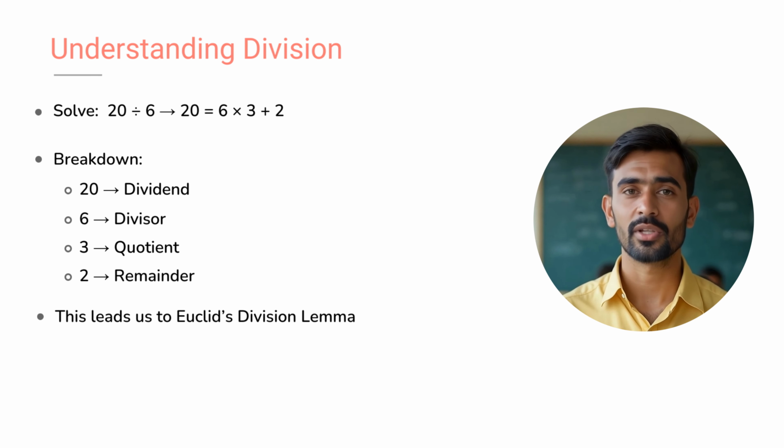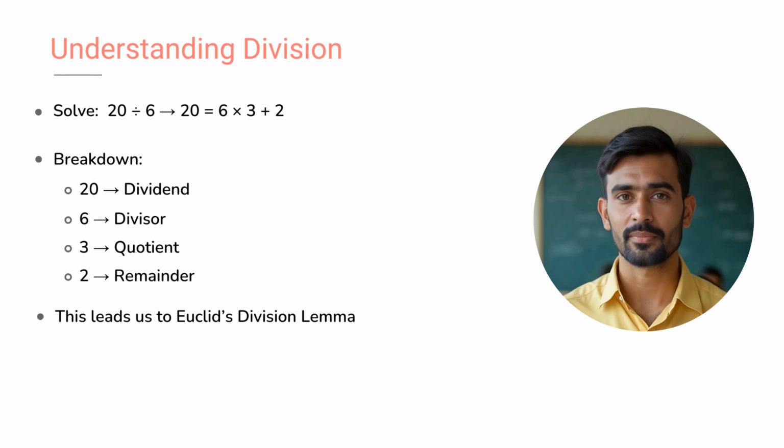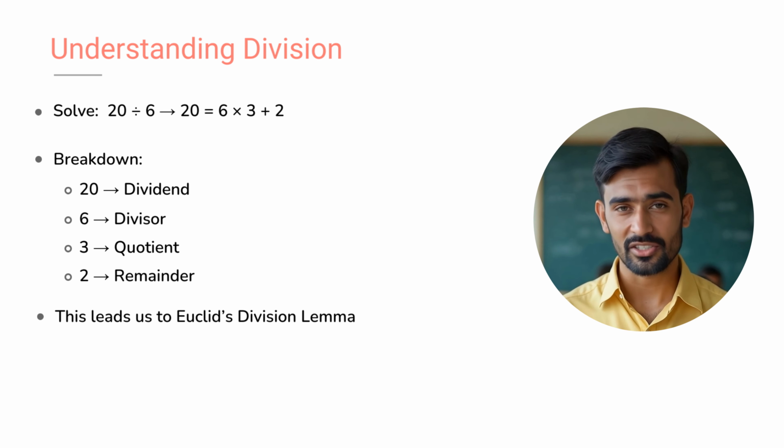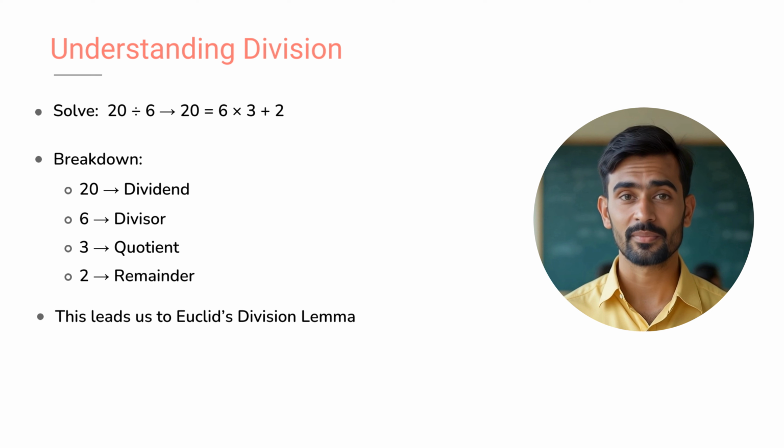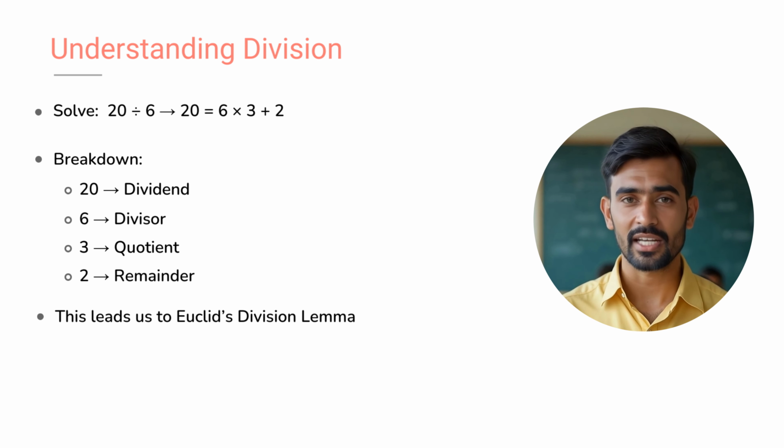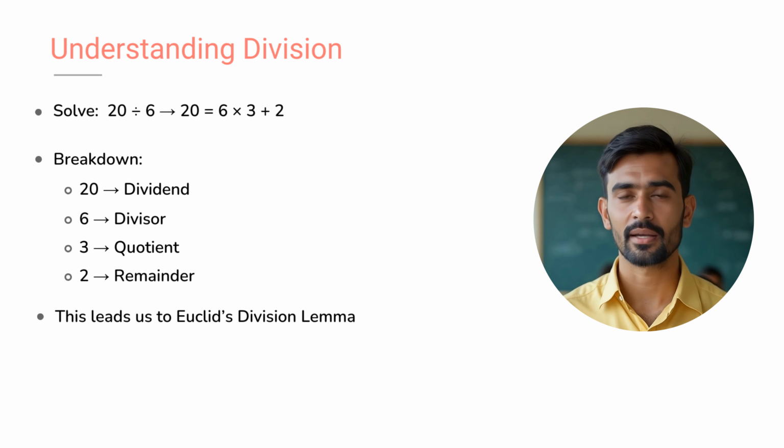Let's break it down with a classic textbook example. We are dividing 20 by 6. Now, watch closely. We can write it like this, which means 20 equals 6 times 3 plus 2. Here's what's happening. 20 is the dividend, the number we want to divide. 6 is the divisor, the number we are dividing by. 3 is the quotient, how many whole times 6 fits into 20. And 2 is the remainder, what's left over.